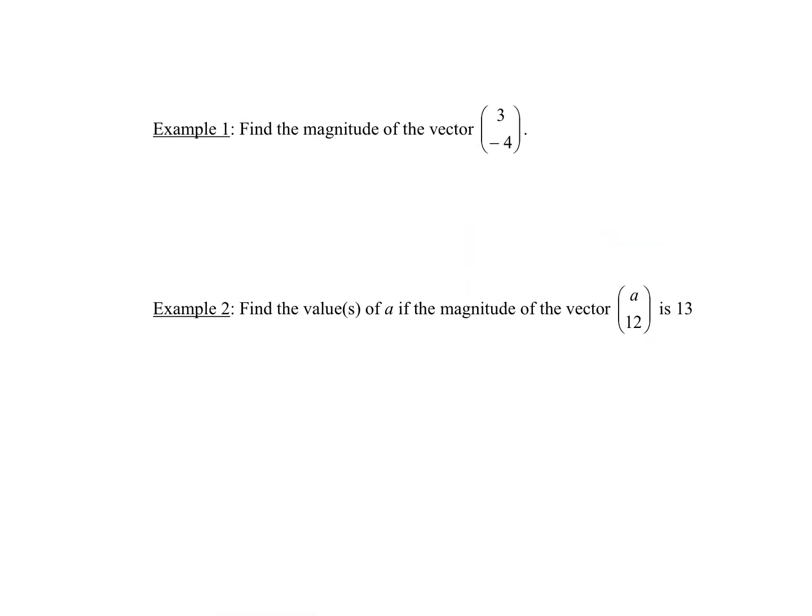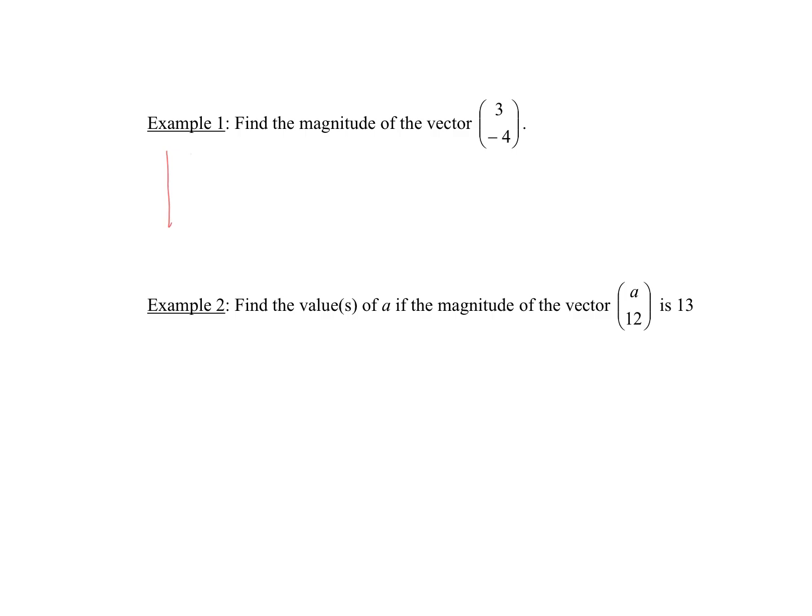Okay, this one. How to find the magnitude of this vector? Square root of 3 squared plus negative... okay, so square the x and square the y. Silas, you copying or not? Equal to 5. Okay, so when we find magnitude, square the x and then square the y.